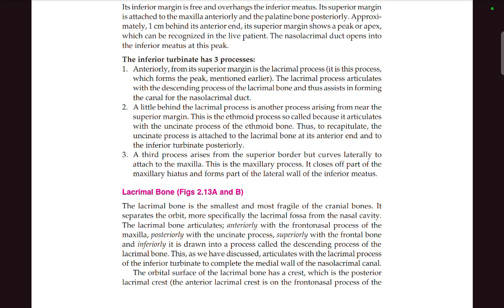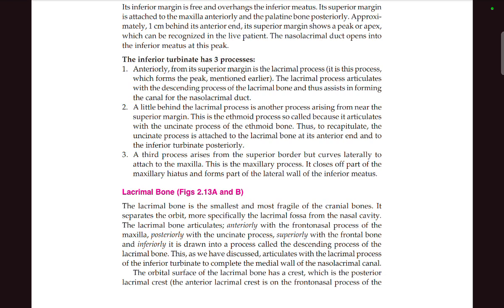The inferior turbinate has three processes. Anteriorly, from its superior margin, is the lacrimal process. It is this process which forms the peak mentioned earlier. The lacrimal process articulates with the descending process of the lacrimal bone and thus assists in forming the canal for the nasolacrimal duct. A little behind the lacrimal process is another process arising from near the superior margin. This is the ethmoid process, so called because it articulates with the uncinate process of the ethmoid bone.